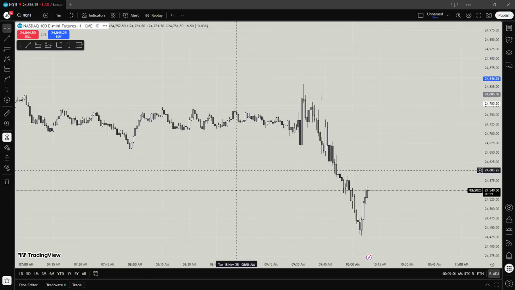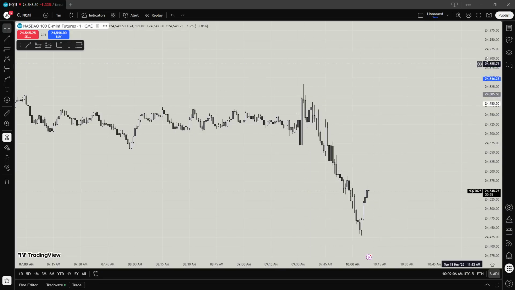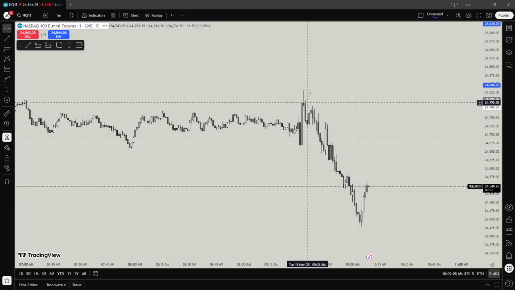But yeah, so this is a loss on an over leveraged play with a perfect draw on liquidity, and I was about 2 minutes early.